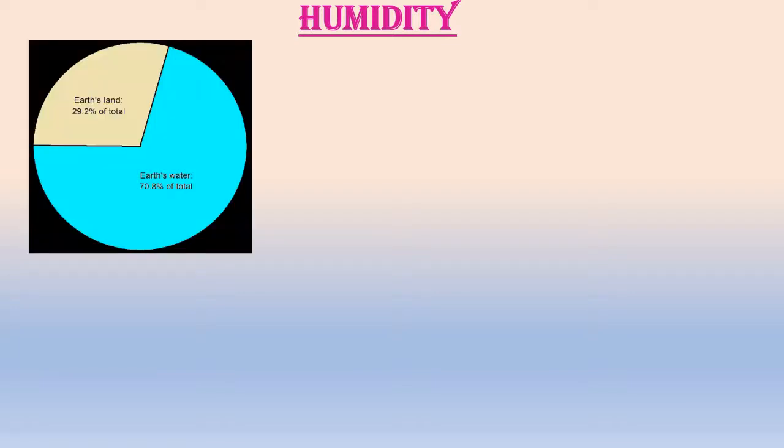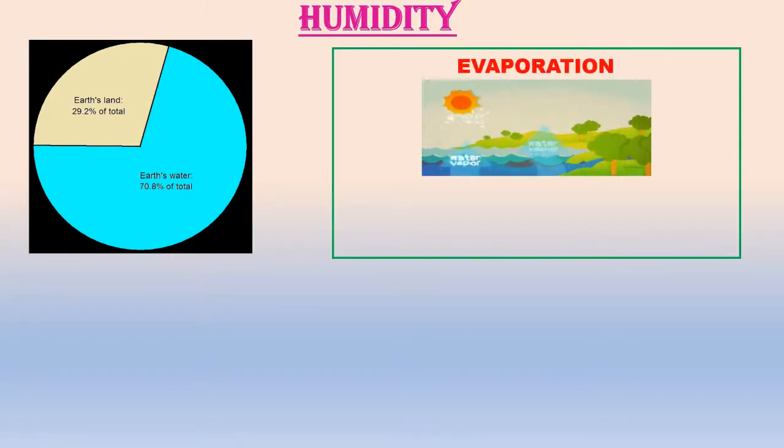Moving on to the second part of module 3, which is humidity. We know, and from the picture it is seen, that almost 71% of the earth's surface is covered with water and 29% is covered with land. So we have so much water on the surface of the earth. So what happens to this water?